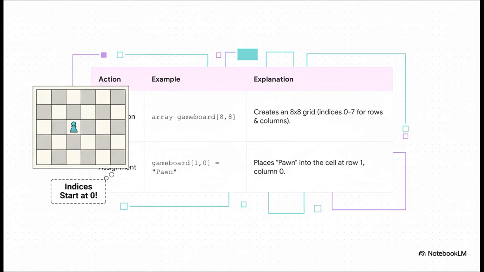And here's the OCR syntax you need for 2D arrays. To create that 8x8 chessboard, you'd write array gameboard(8,8). To place a piece on it, like a pawn, you'd write gameboard[1,0] = pawn. And remember, both the rows and the columns start counting from 0. So row 1 is actually the second row down.